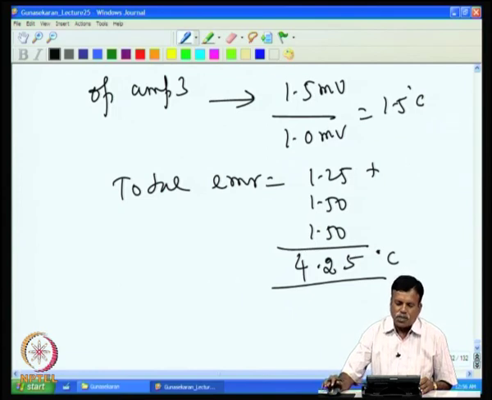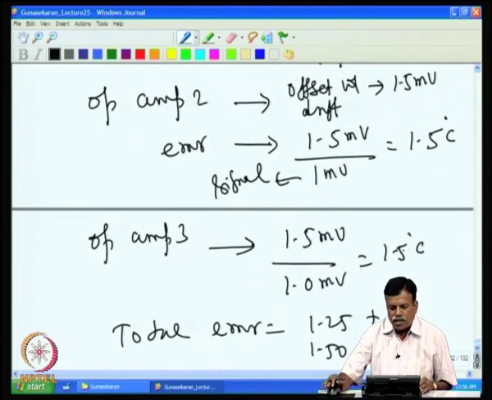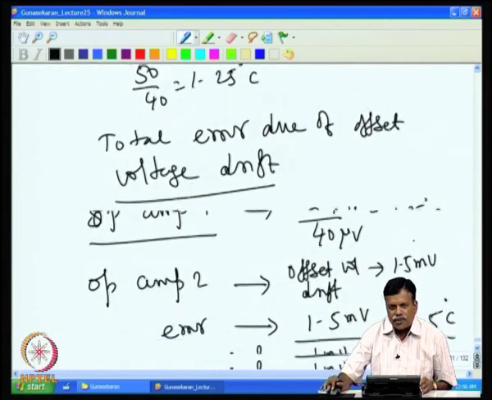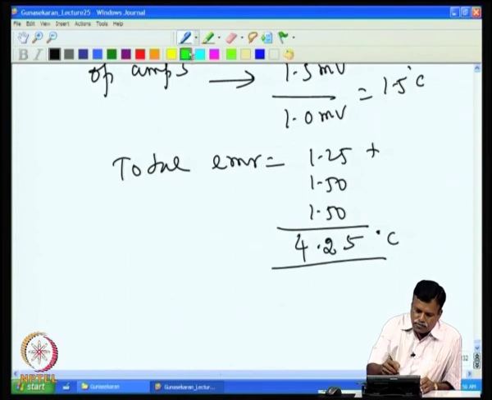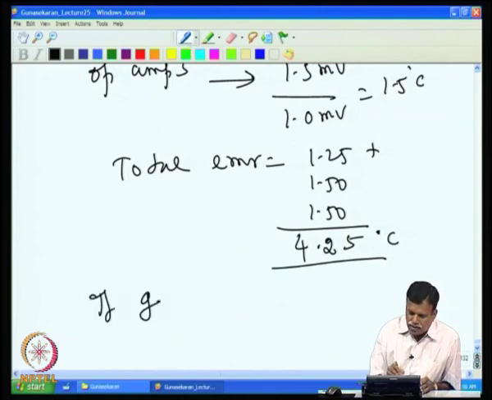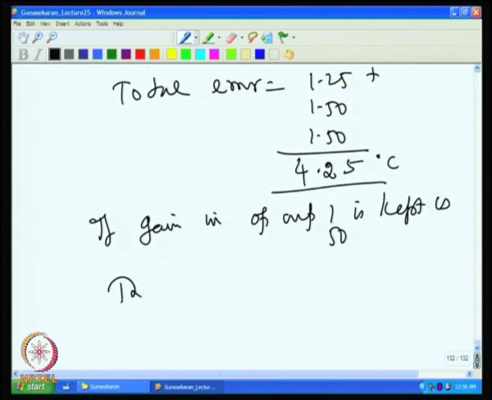and the two other stages are normal op amps, which are 15 microvolt per degree C op amps. So, one can reduce this error by increasing the gain. If the gain in the first stage, in op amp 1, is kept as 50, then the error comes down.